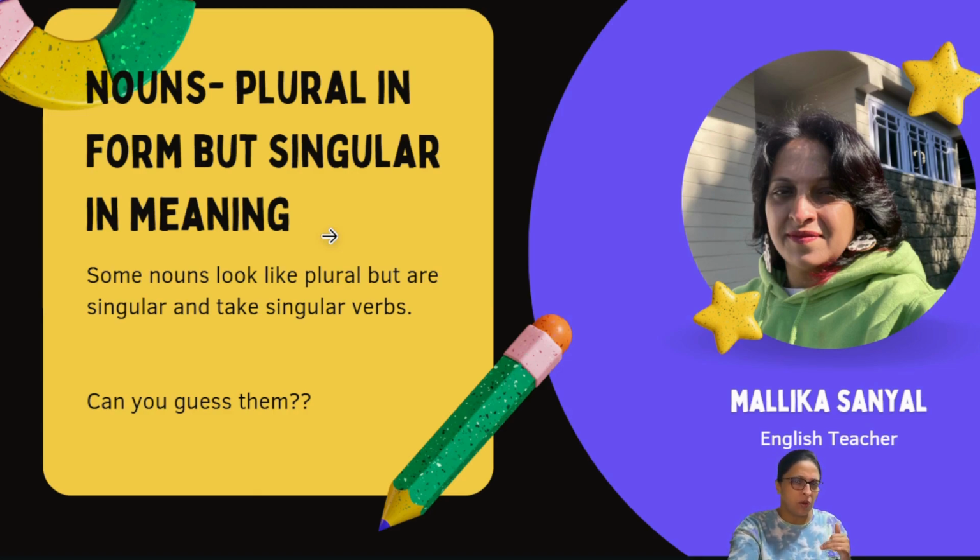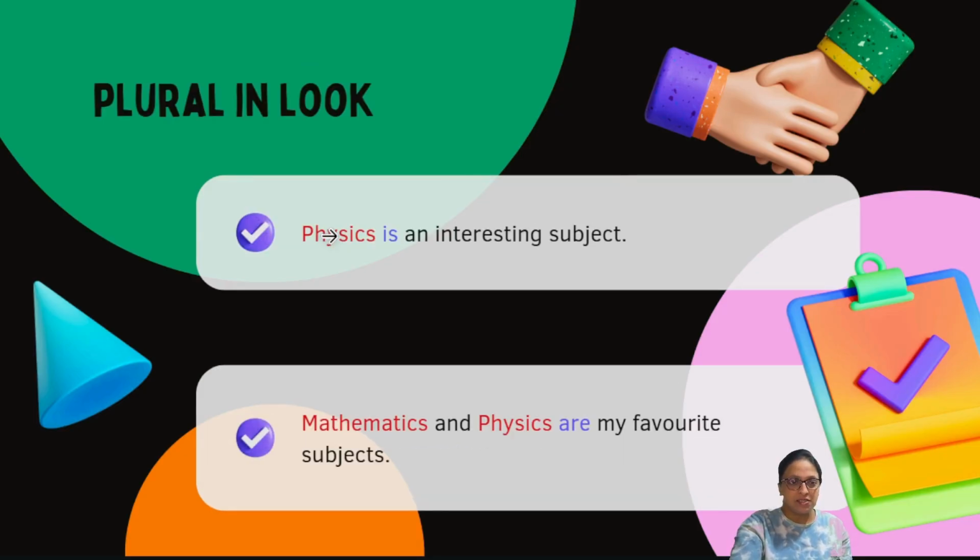What am I talking about? Can you think of some nouns which look like plural, but essentially mean something that is singular? And therefore, because the meaning is singular, as we learnt before, it has to take a singular verb. Can you think of such nouns? Let's find out. Read the sentence. Physics is an interesting subject.